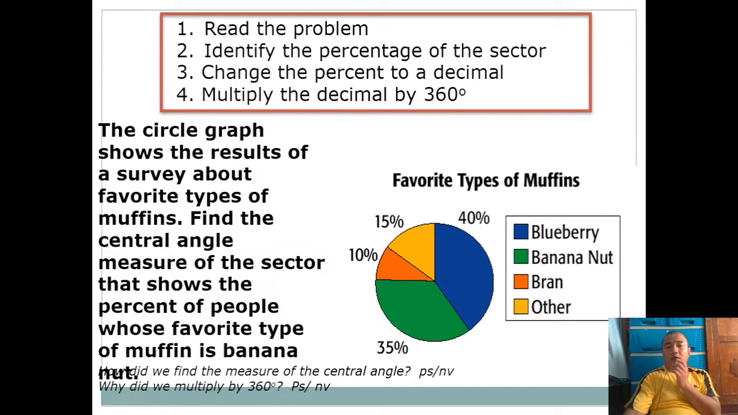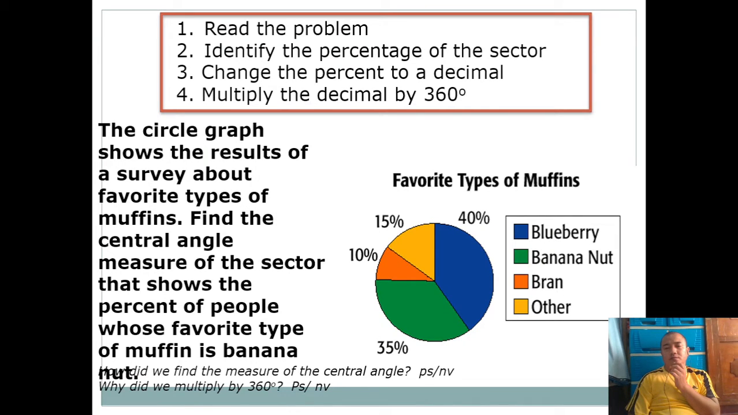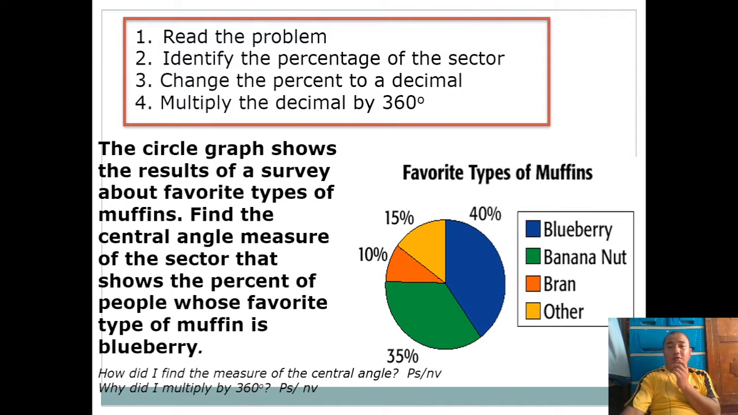40%. How about here? Find the central angle measure of the sector that shows the percentage of people whose favorite type of muffin is banana nut. The green one, 35%, right? And then, what is being asked here is, find the central angle measure. Wait, what we will do here is, for the blueberry, 40%.